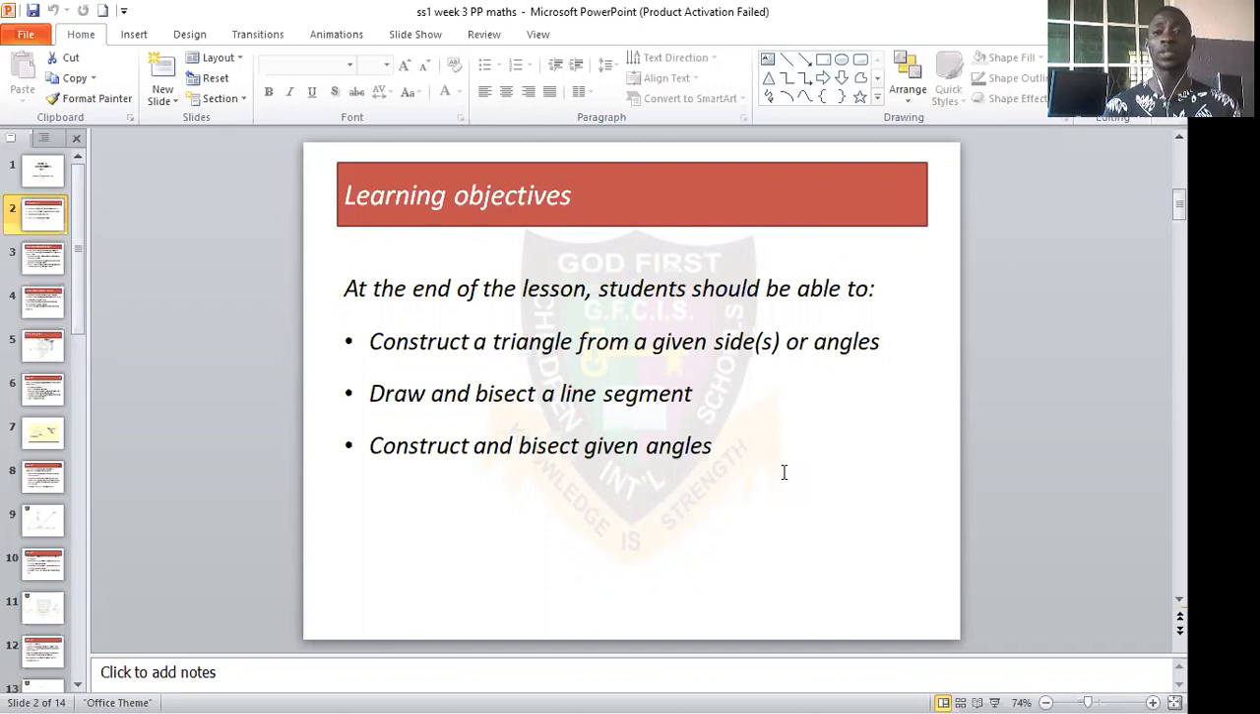We all know that a triangle is made up of 3 sides and 3 angles. So we have different types of triangle. We have the isosceles triangle, whereby 2 sides are equal. Equilateral triangle, whereby all 3 sides are equal. We have the right angle triangle. We have a lot of triangles.